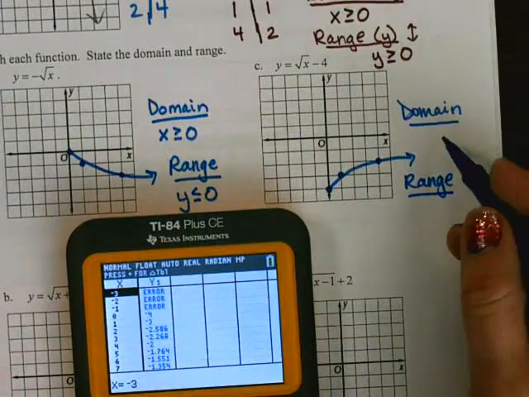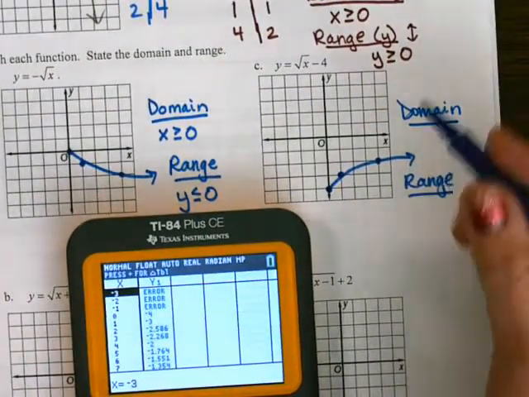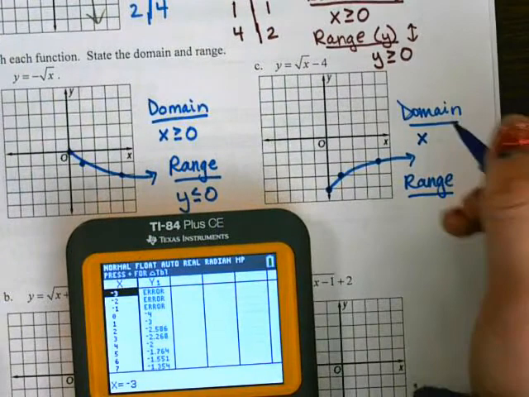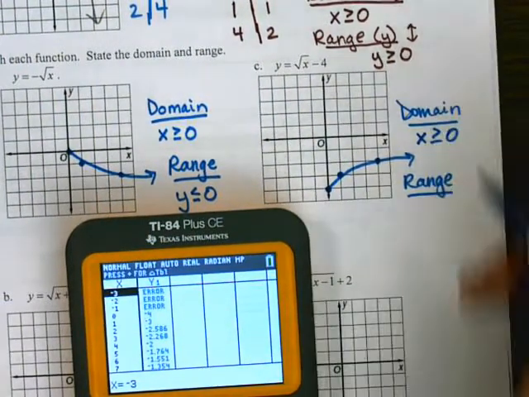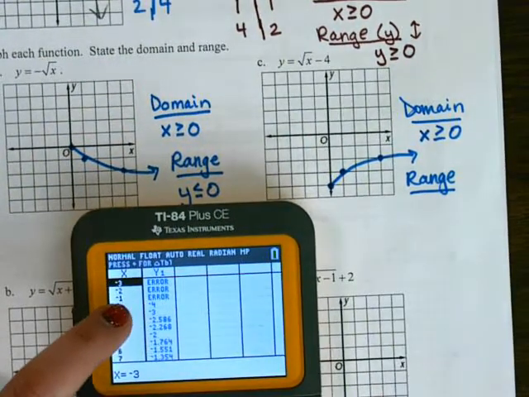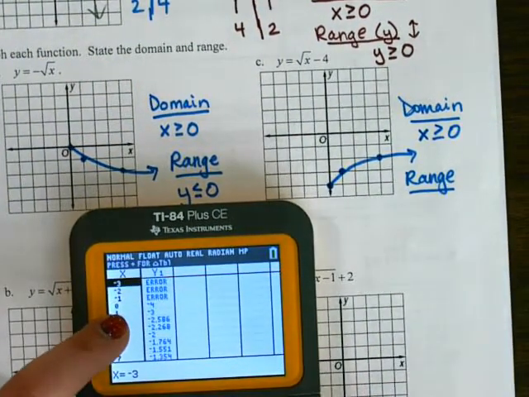Okay, so what's my domain on this guy? X greater than or equal to 0, right? You can also see that on your table. That's the 0, the first time I have a value.